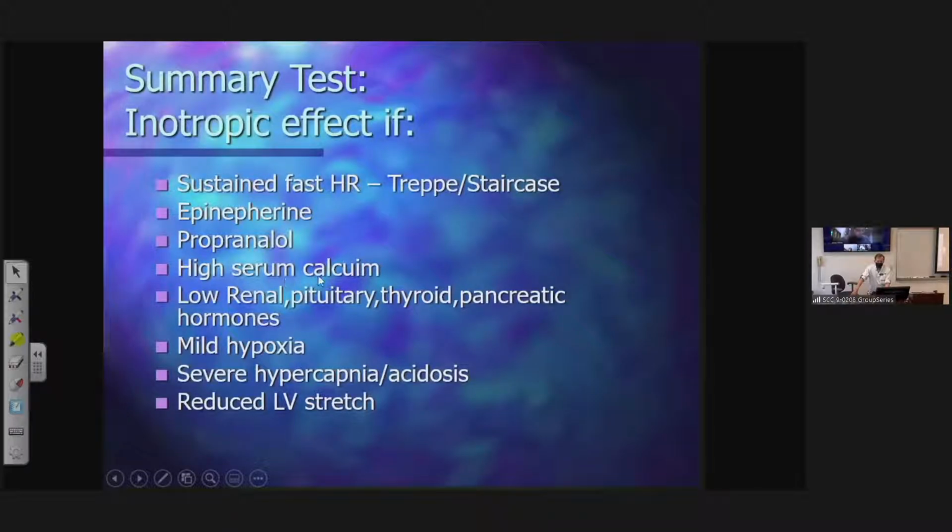High serum calcium, what would that do to your force? That should raise it. If you had low hormones, that should decrease your force. Mild hypoxia should increase force. Severe chemical imbalance should reduce it. And if I took the pressure away from your LV and dropped its vascular volume, so I took the wedge pressure and dropped it from 20 down to 10, what would that do to your force? That would be Starling's law, and it would decrease the force. Yeah, very good. So that's kind of it for that.